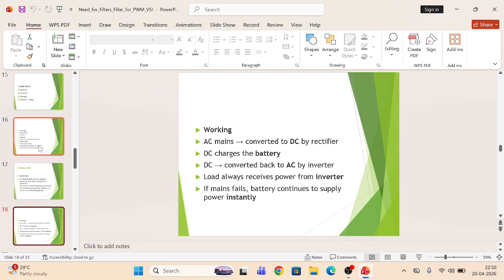Working: AC mains is converted into DC by using a rectifier. Then DC charges the battery. DC is converted back to AC by using an inverter. Load always receives power from the inverter. Here, if the main fails, the battery continues to supply power instantly.